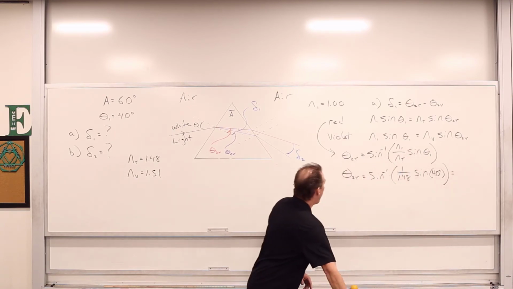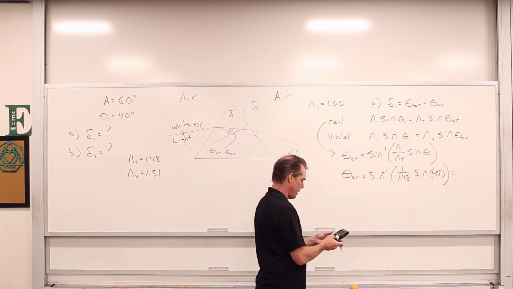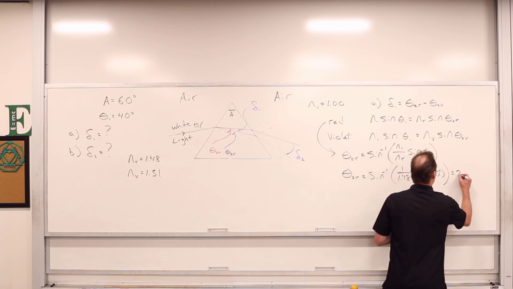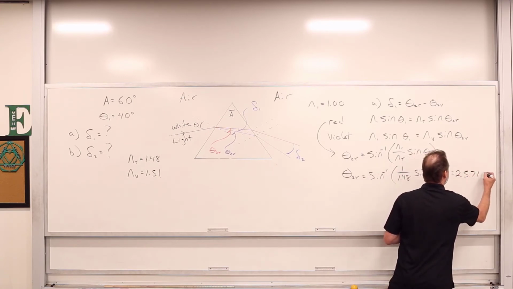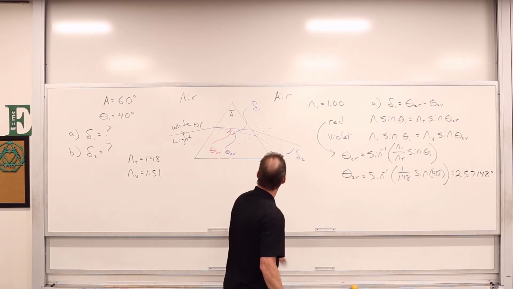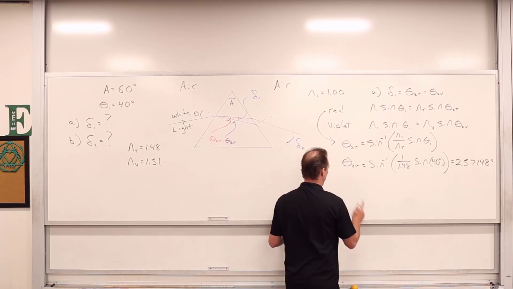We can compute that really quick, right? Let's just do that. We've got arc sine 1 divided by 1.48 times the sine of 40 degrees. We get 25.7148 degrees is the angle with respect to the normal interface boundary for the red end.